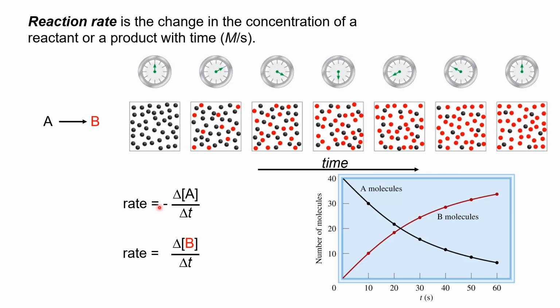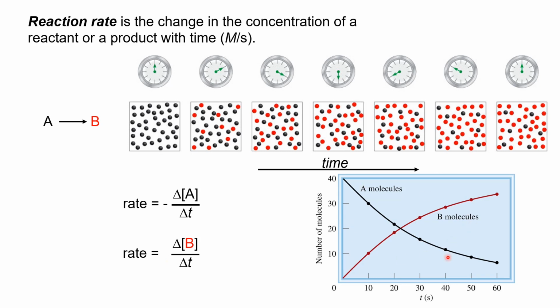Now here you can see that there is a negative sign in the first equation and there is no negative in the second equation. Now why is it so? Because in the first equation we are talking in terms of reactants, and as the reactant is being used up, that's why it is minus here, and B is the product which is being formed, so that's why there is no negative sign here.